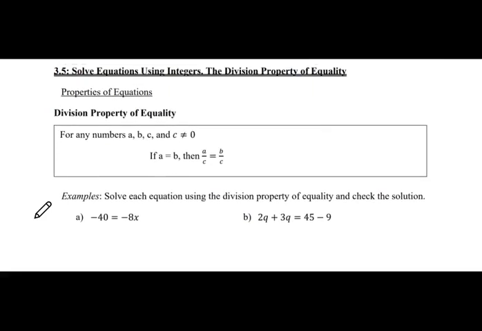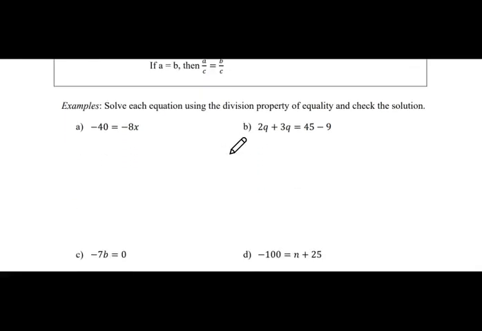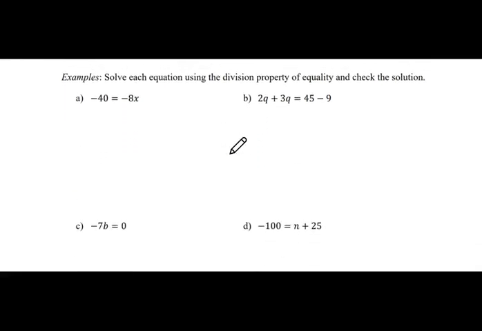The division property of equality states that if you divide both sides of the equation by the same number, you will keep the equation true. That is the only rule that we are going to implement today. So we have a couple of problems. Solve each equation using the division property of equality and check the solution.